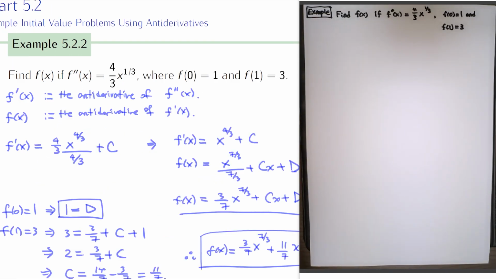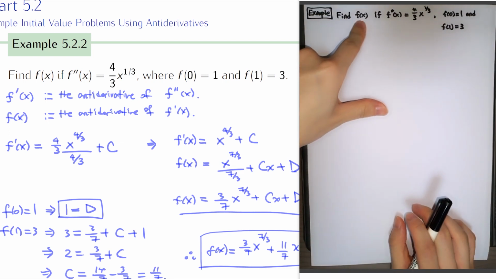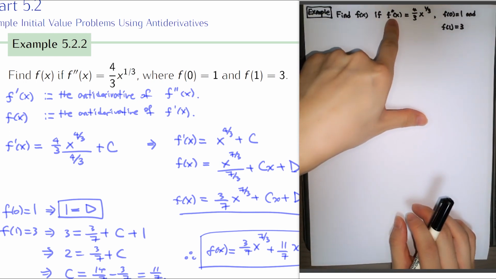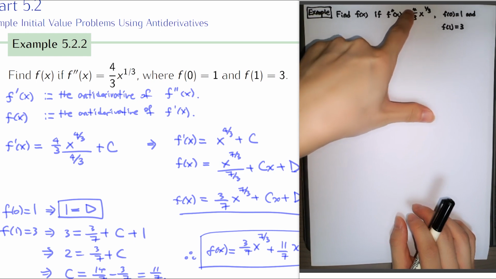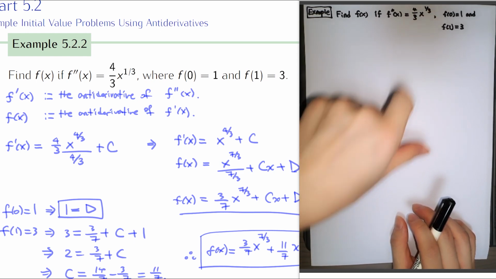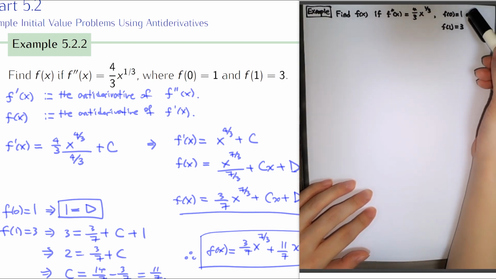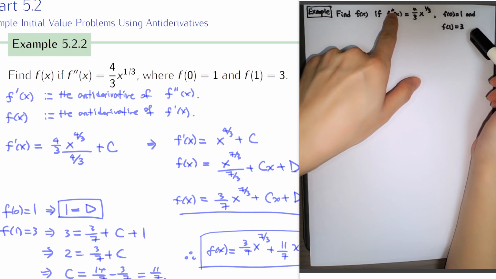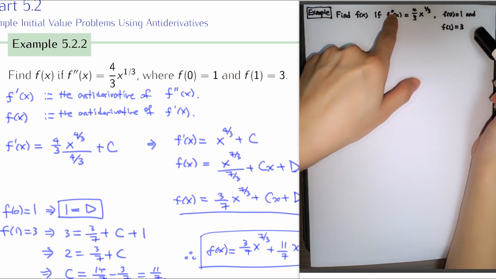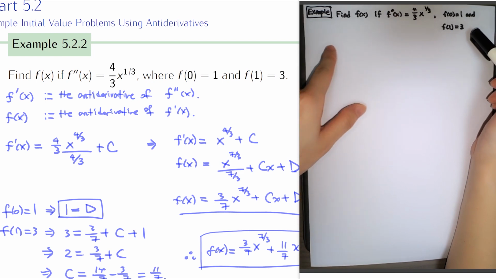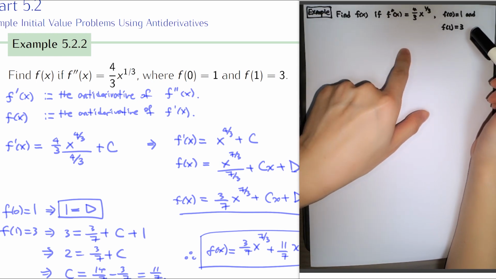Okay, here's the last example for this module 1-1. Find the function f of x if the second derivative equals 4 over 3 x to the power of 1/3. Did you notice that we have two pieces of information on initial values? The reason is, how many primes do you see? It's double prime. That means we need to take the antidifferentiation twice.